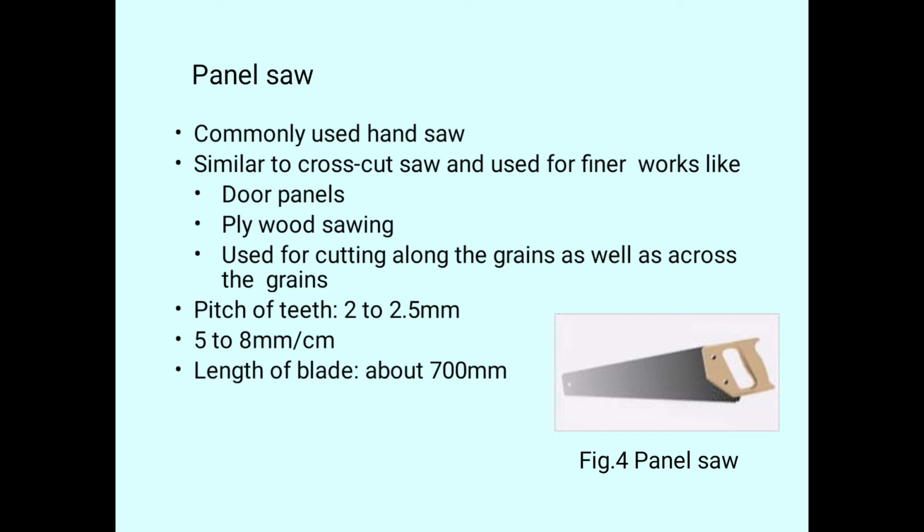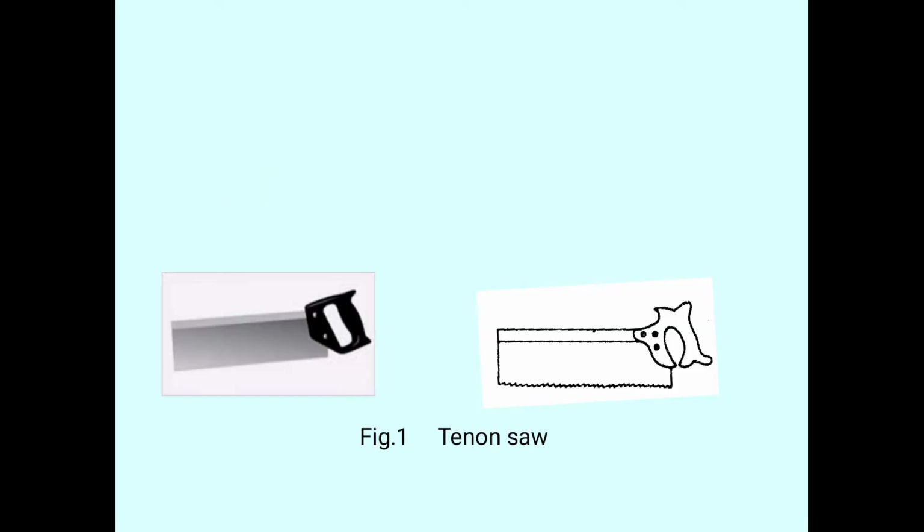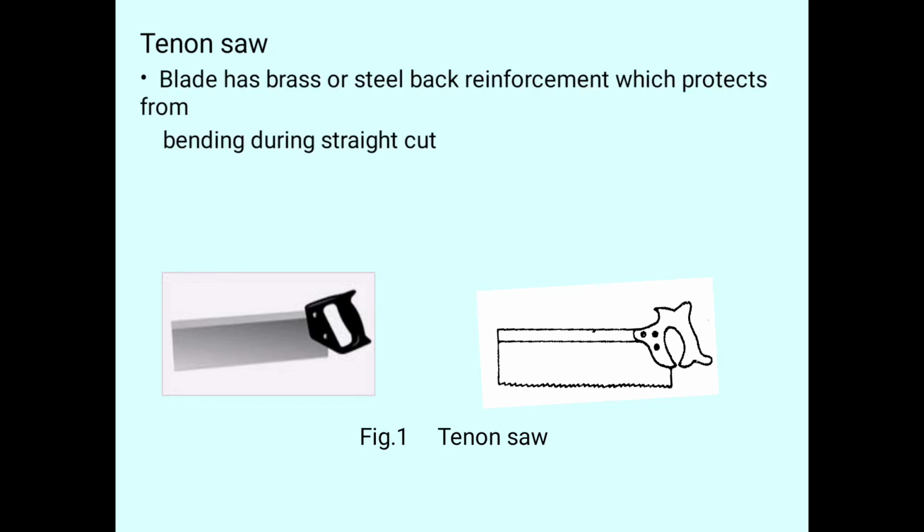Okay, next we can see the diagram of a tenon saw. So for the tenon saw, the blade has brass or steel back reinforcement which protects it from bending during straight cuts.